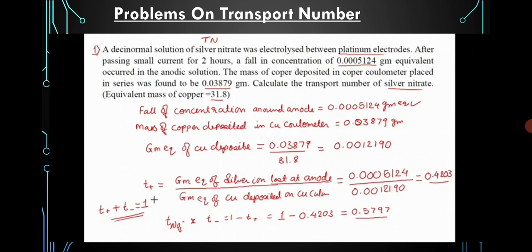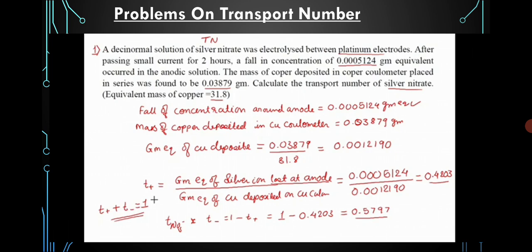Here, the given values are: the loss of concentration around the anode is 0.000524 gram equivalent, and the mass of copper deposited in the copper coulometer is 0.03879 gram. Gram equivalent of copper deposited is equal to 0.03879 divided by 31.8, which is equal to 0.001219. Now, the transport number of silver ion is the gram equivalent of silver ion lost at the anode divided by the gram equivalent of copper deposited at the cathode.